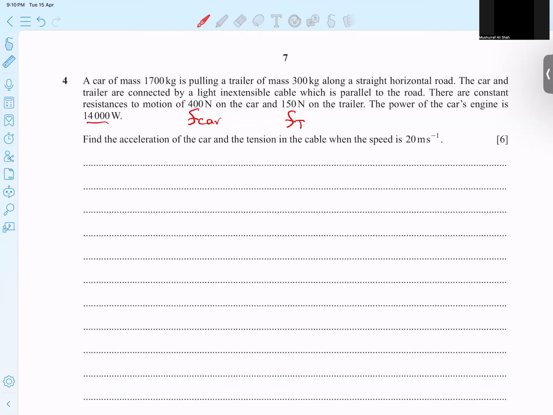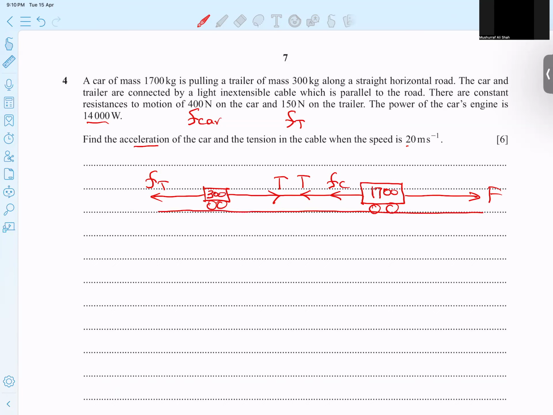So find acceleration if speed is 20. So basically, the best way of doing this kind of question is to make a diagram. Okay, so this is a force, and whenever two things are connected, there is tension towards each other for sure. And this is friction acting on car, and this is friction acting on trailer. This mass is 1700, and this is 300. So this part is clear.